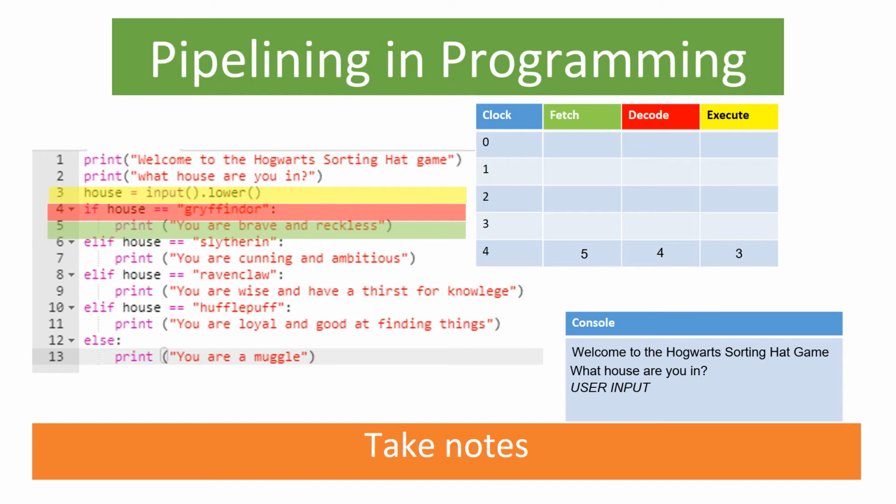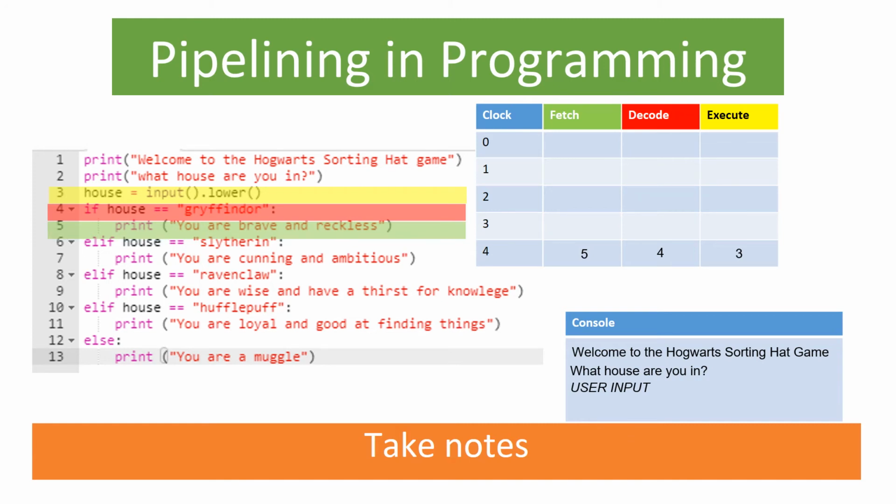Now, this is pipelining in a program. You can see the clock cycles on the left hand side and the console in the bottom. So the console is what I would expect to be printed on the screen. It's the same program. You can see the fetch instructions in green, the decode in red, and the execute in yellow. In the first clock cycle, you would expect for the processor to fetch the first instruction. So it is fetching the first instruction.